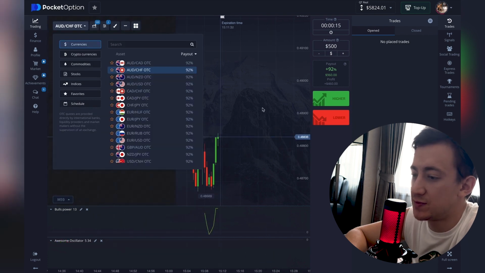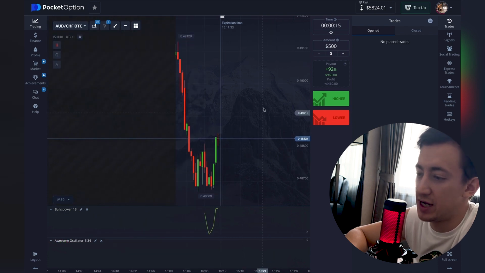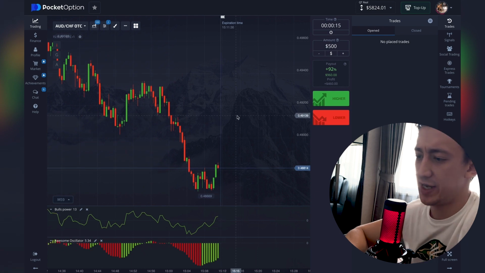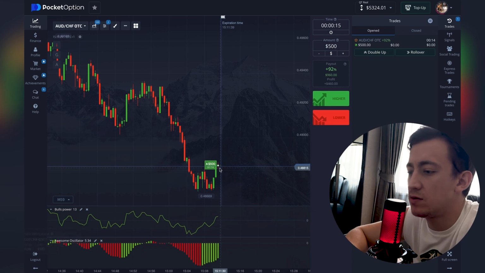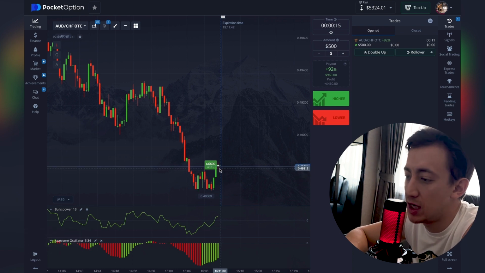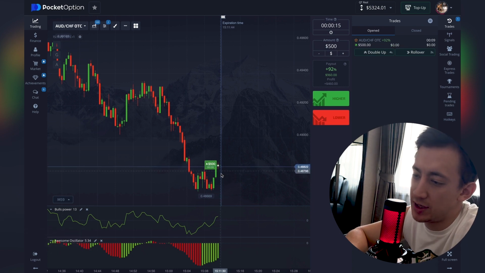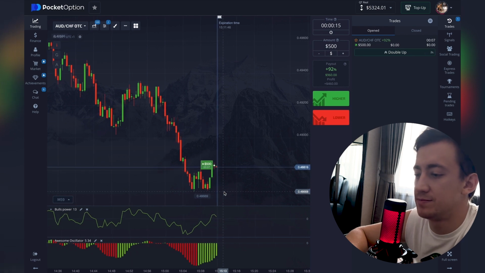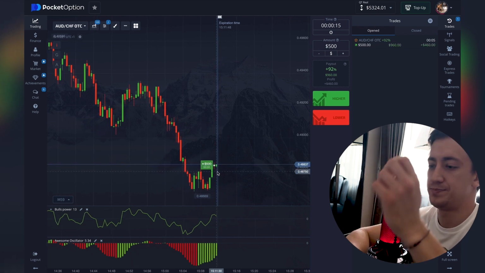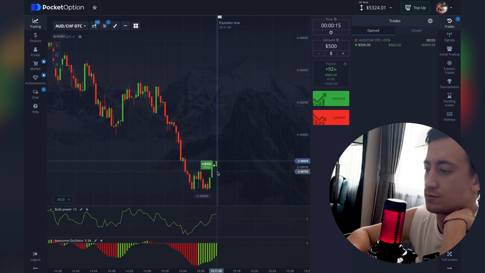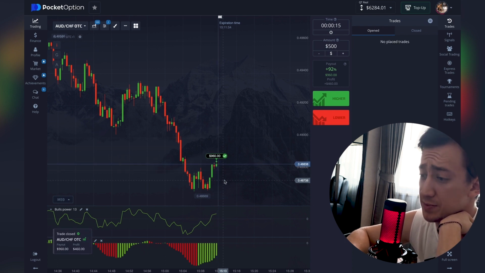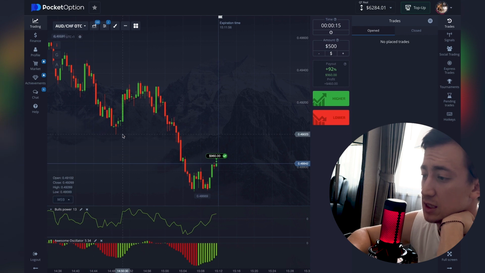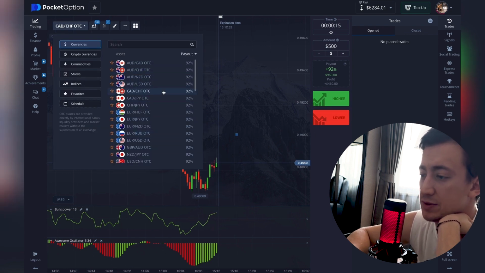So let's move on. Now the Australian dollar Swiss franc is in front of us, indicating bearish movement. Bullish power clearly gives a signal to enter up. So I enter up and I wait for profit. Super, profit is ours. And so let's move on.